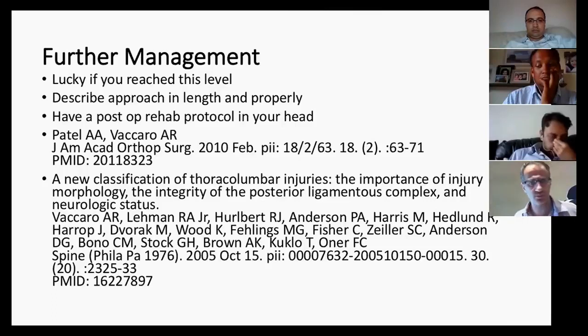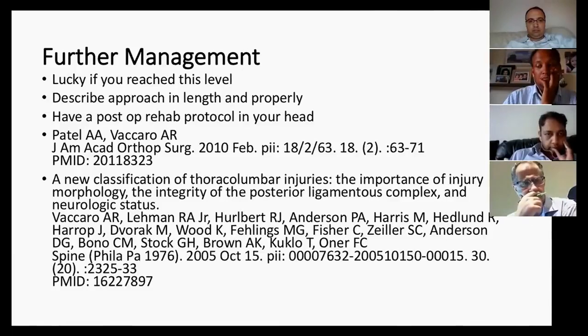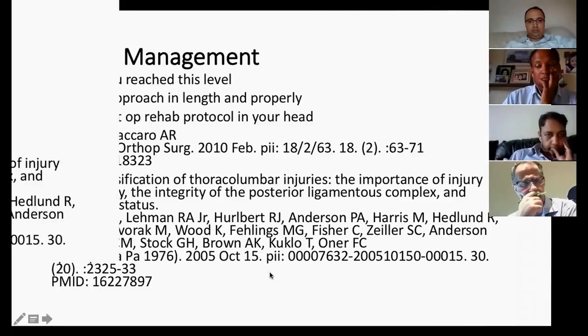Then you throw in a few references, if you're lucky and if you're reaching there. Vaccaro is a big name, and he always quantifies these injuries. So if you can remember one name in spine, remember Vaccaro. Vaccaro changed the concept of spinal injury management. He has updated the TLICS, everything, and Vaccaro is the main man these days. Okay, I'm going to end the spine bit here.